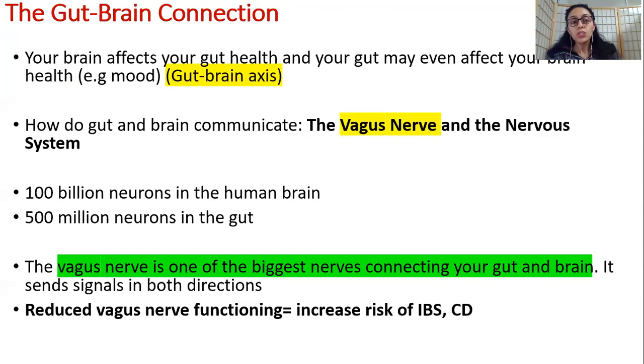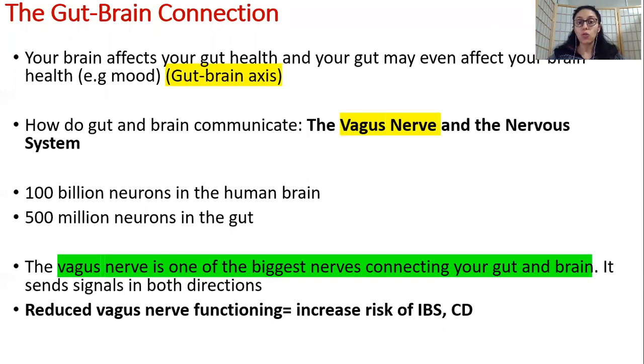Now I just wanted to introduce you quickly to a very new research which you may have heard, that your gut has a brain of its own. Or else you have butterflies in your stomach when you feel nervous and things like that. So what is this? This is talking about the gut-brain connection. Your brain affects your gut health, and your gut health affects your brain, meaning your mood swings, the way you feel.